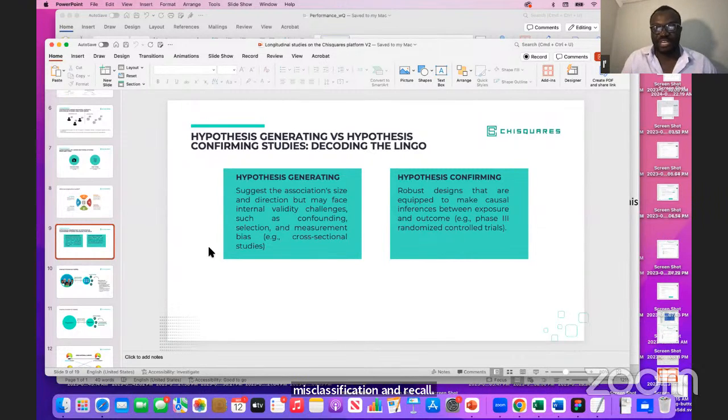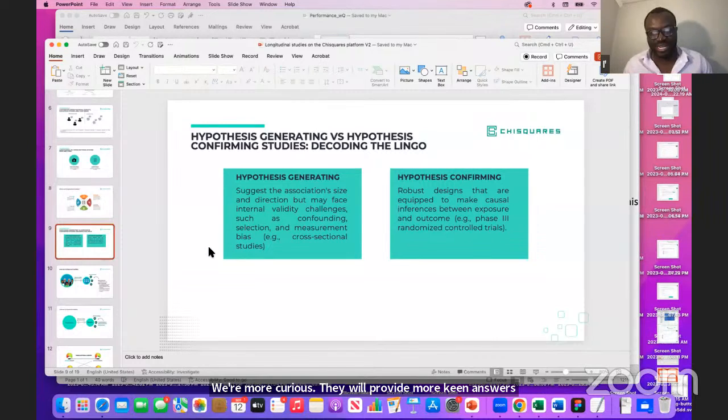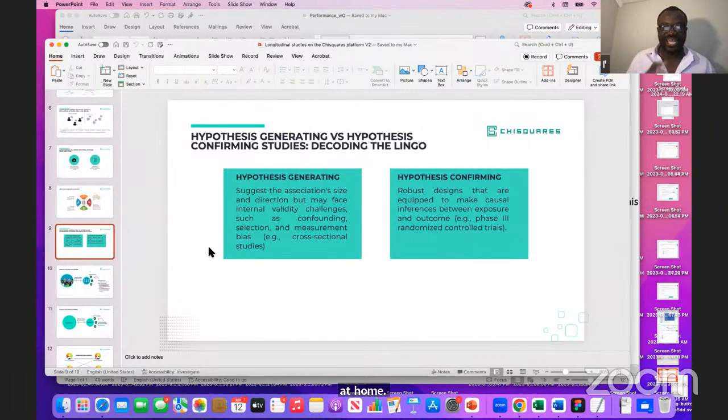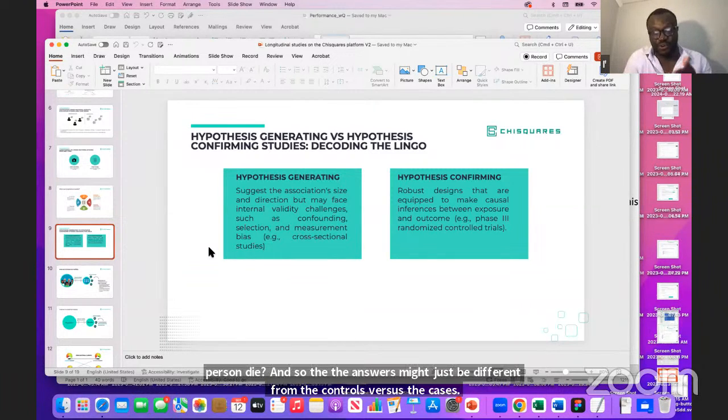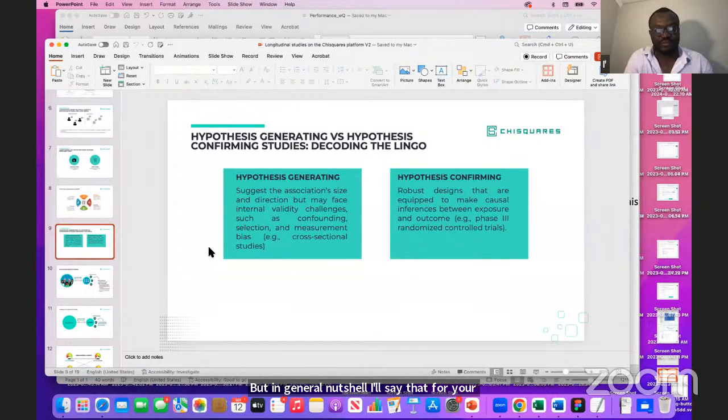Especially for cases, their relatives will be more curious. They will provide more keen answers, as they start wondering what it was that made this person die. And so the answers might be different between the controls and the cases. But in a nutshell, I'll say that for your use case, a case control study will be better designed for what you have in mind.